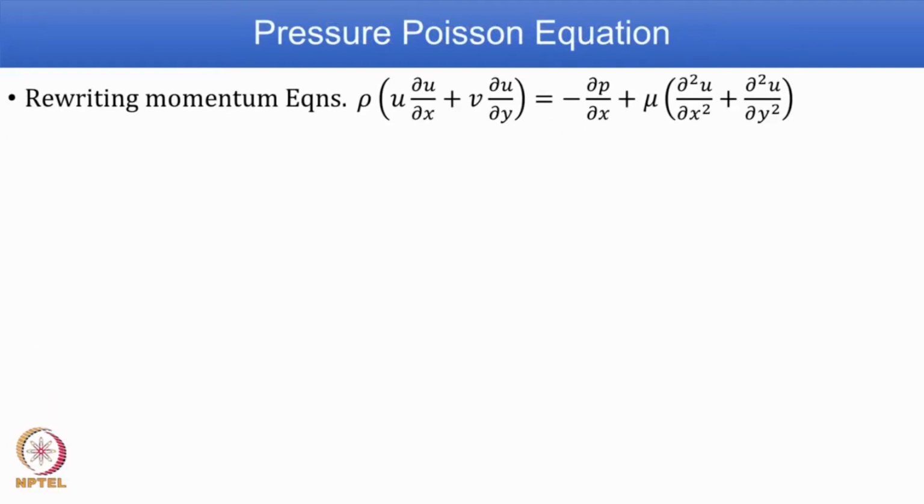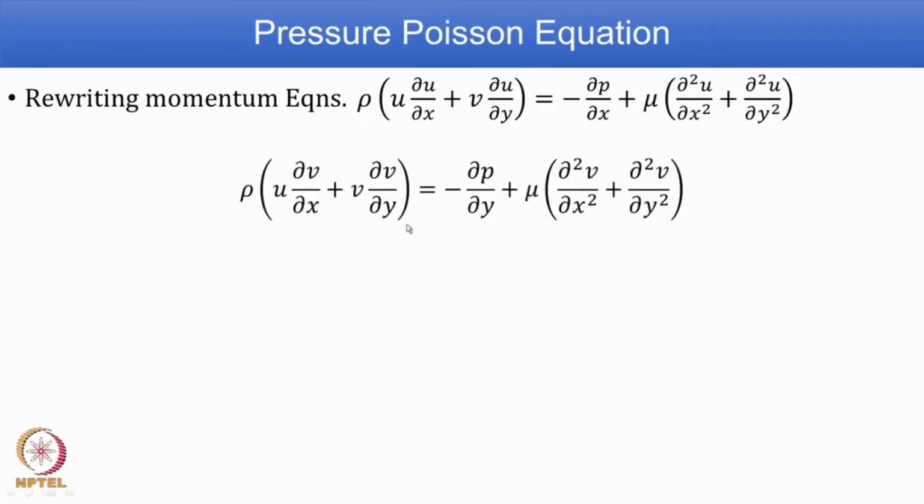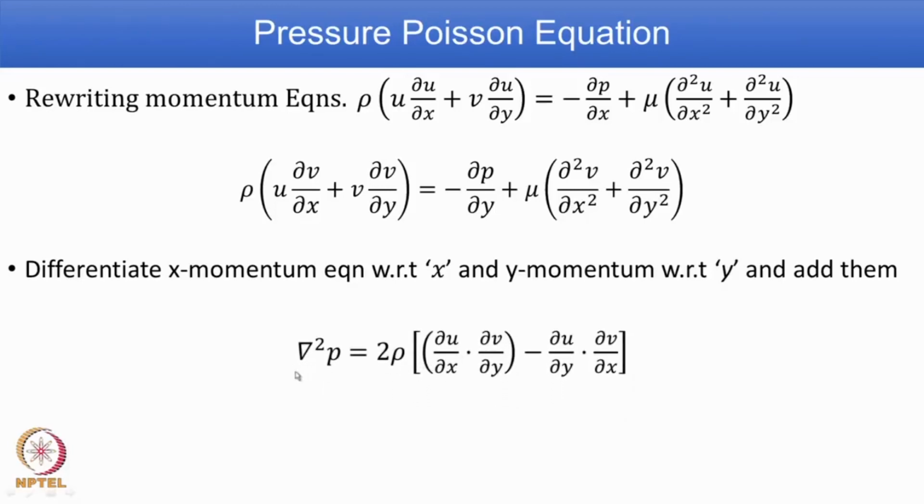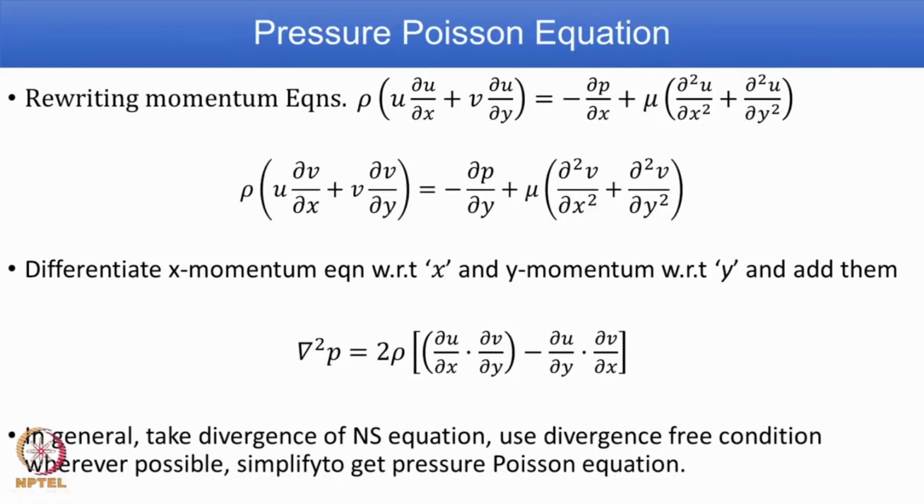Let us rewrite the momentum equations. The x momentum equation is as shown here, and the y momentum equation is as shown here. So, what do we do? Differentiate the x momentum equation with respect to x and the y momentum equation with respect to y, and add both of them together. That will result in the pressure Poisson term on the left side and the corresponding source term on the right side. In general, that is for 3D, all that you have to do is take the divergence of the Navier-Stokes equation and use the divergence free condition wherever possible, and simplify to get the pressure Poisson equation.